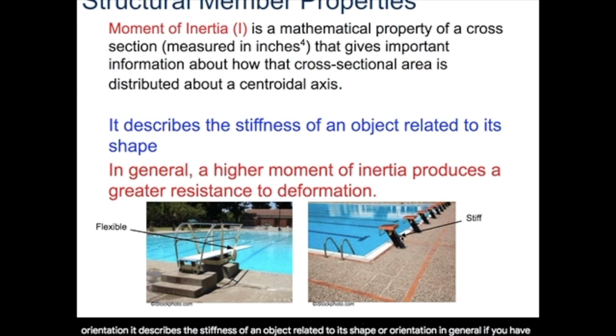So here you have an example of a diving platform which would have a high moment of inertia. If you try to bounce up and down on it, it doesn't bend very easily. A diving board, on the other hand, has a low moment of inertia. If you bounce up and down on it, this board will flex, it will bend, indicating that it has a low moment of inertia.